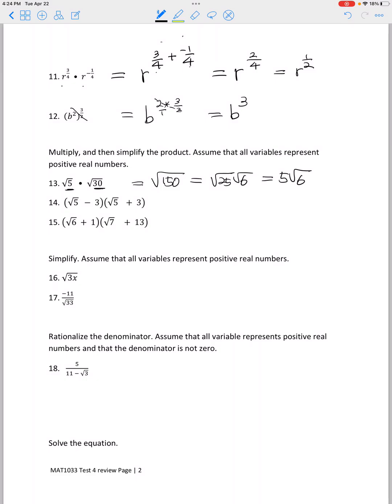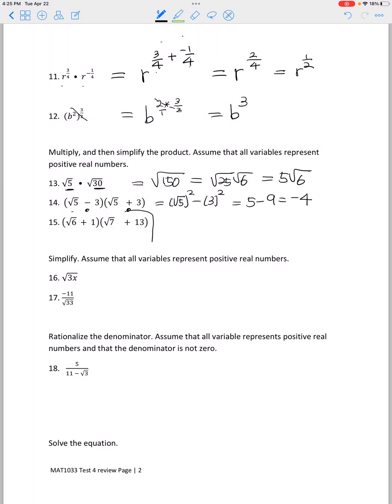14, I have to use FOIL. If you remember the formula, with a negative times a plus, you can do the first one squared and the last one squared. So you get 5 minus 9, which is -4.